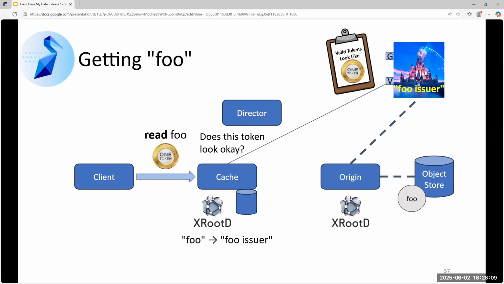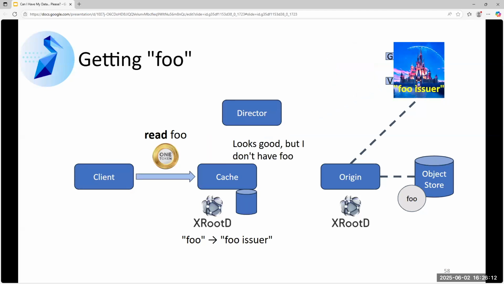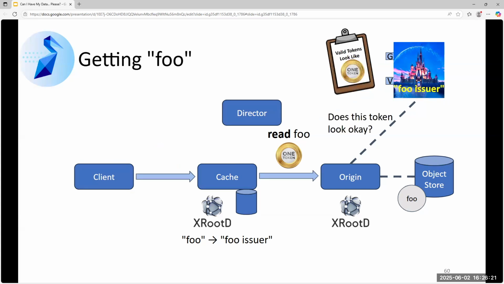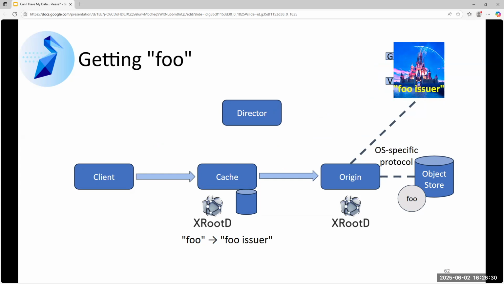It puts that clipboard down and says, well, unfortunately, I don't have what you're asking for. So it forwards that token to the origin that it thinks will be able to deliver the object you're asking for. And the origin goes through the same process. It goes to this verify issuer, pulls down the clipboard, compares the two, double checks that your token looks good, and decides that it likes it. So at this point, the origin does something a little different. It puts that token to read foo down, and it picks up some other kind of authorization or authentication protocol.